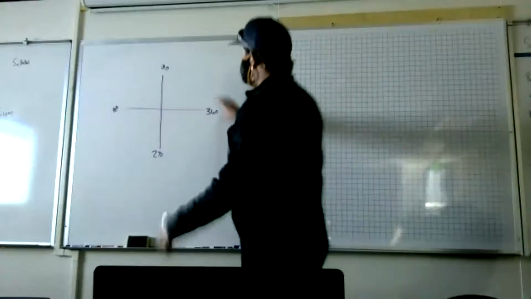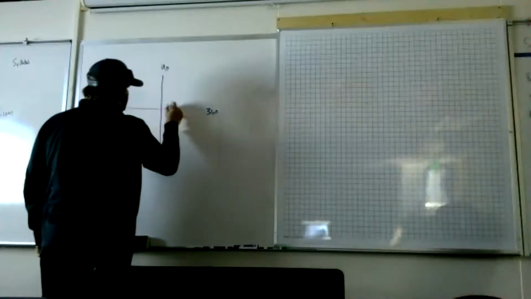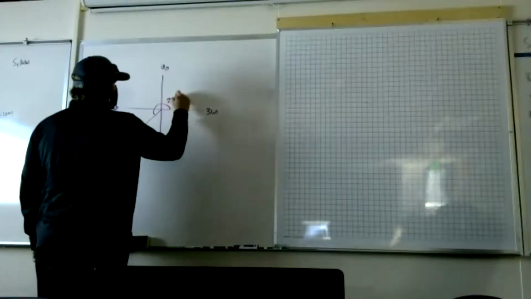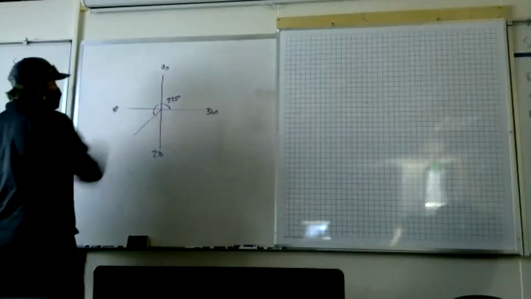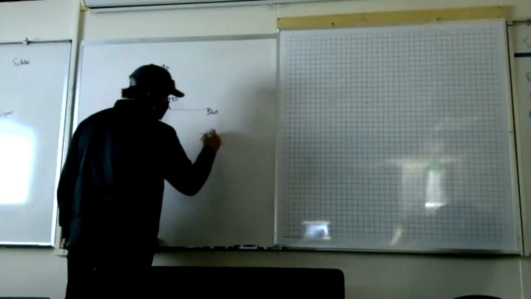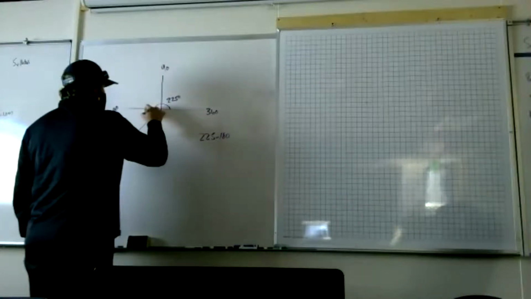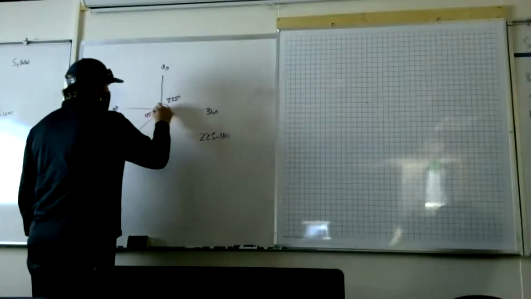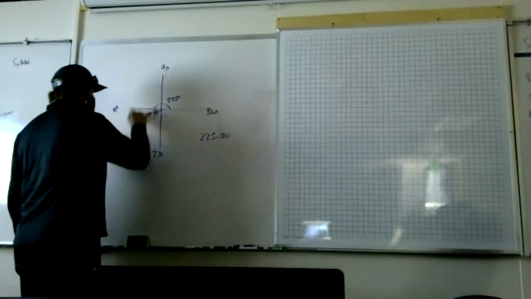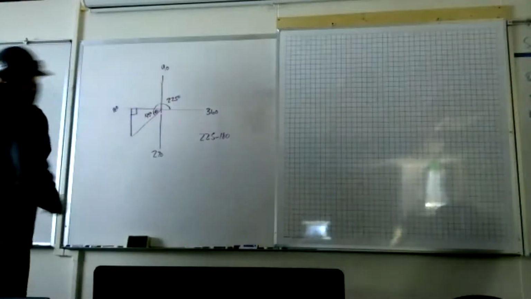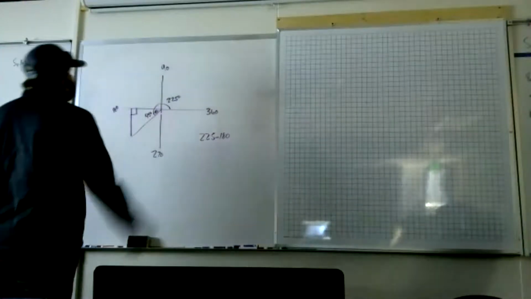Okay, so we have 0 to 360, 90, 180, and 270. We rotate 225 degrees, so that puts us in the third quadrant. We can find our reference angle by taking 225 minus 180. That gives you 45 degrees, which corresponds to this angle theta right there. There's our right triangle, and it's asking for sine.